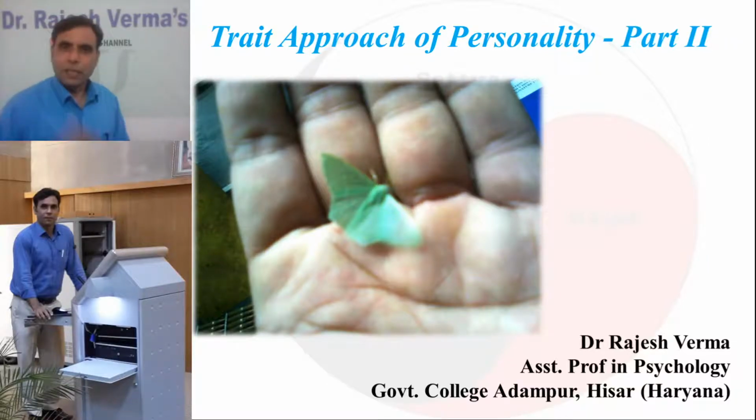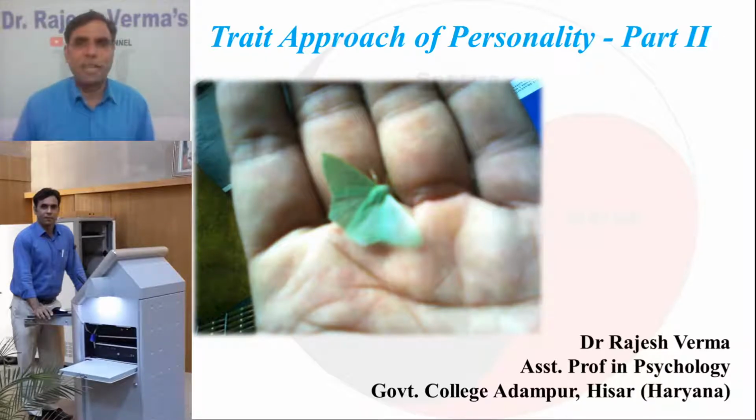In the previous video, we discussed part 1 of the trait approaches to personality. We covered two theories, G.W. Allport's trait approach and Raymond Cattell's trait approach. In this video, we'll be covering two more: Eysenck's personality theory and the five-factor theory, given by McCrae and Costa and other researchers. In particular, we will be talking about these two theories, which come under the purview of the trait approach to personality.